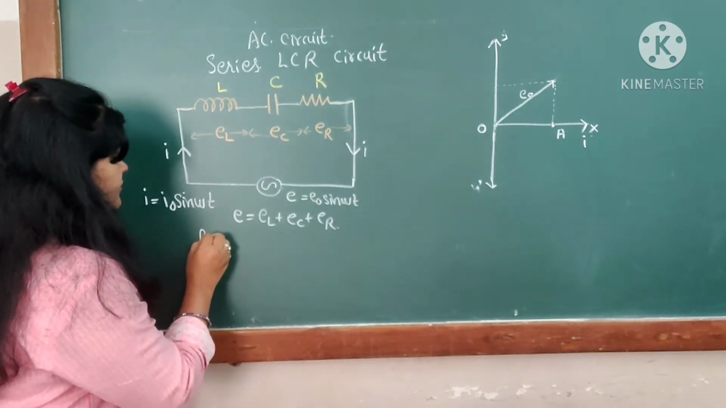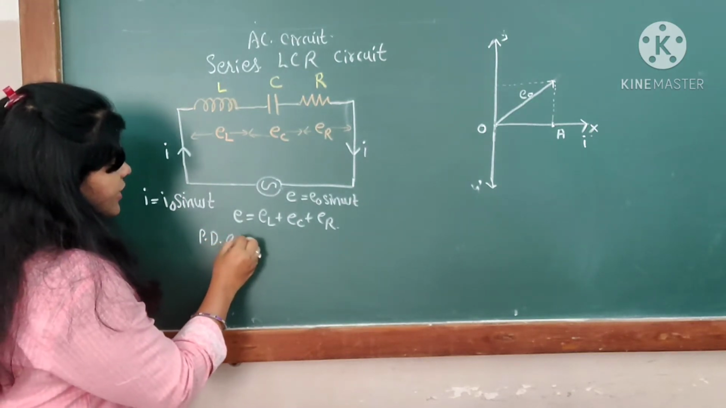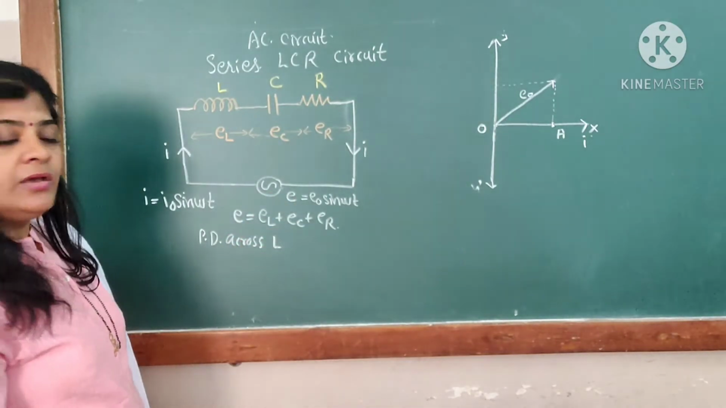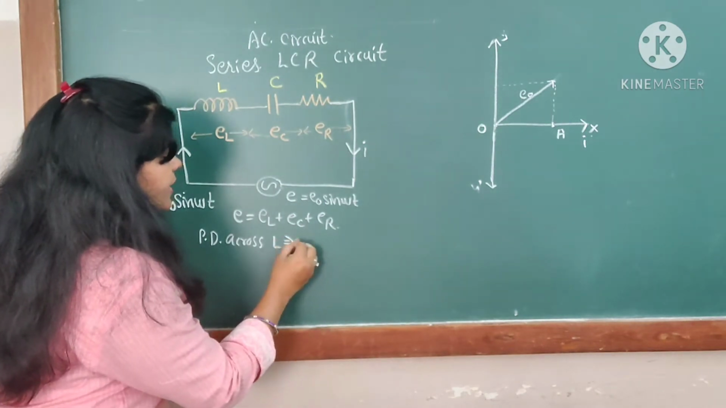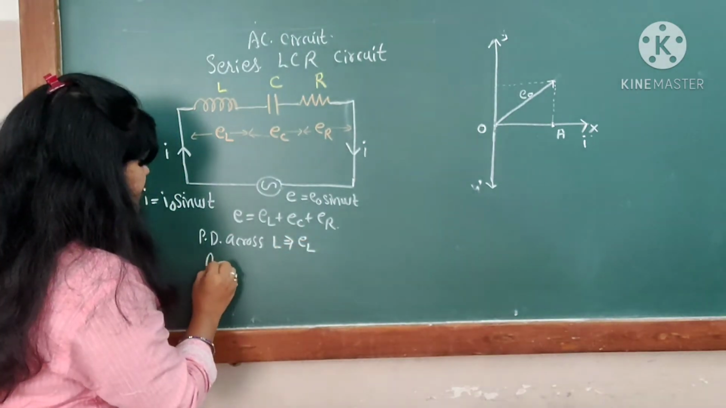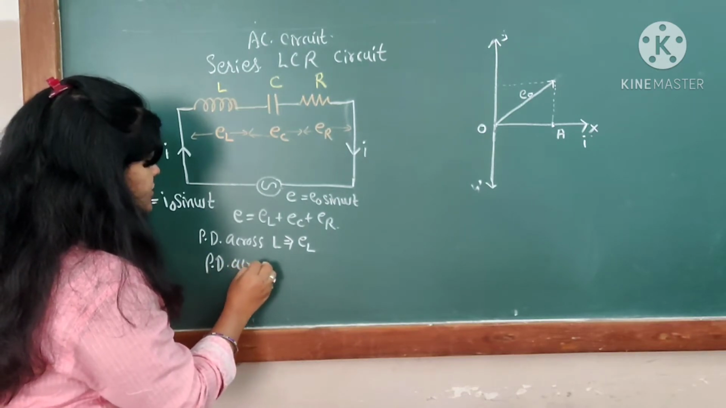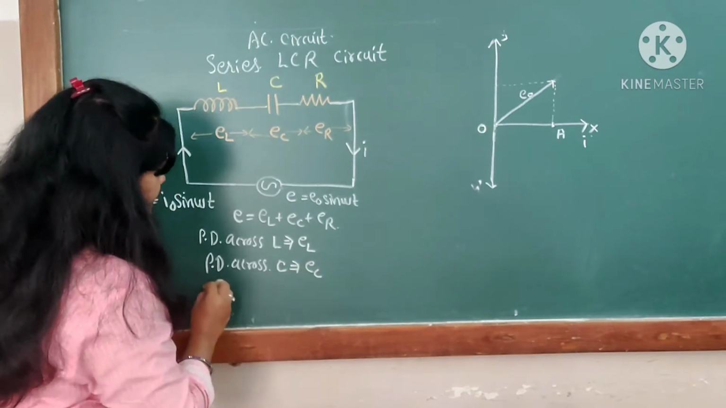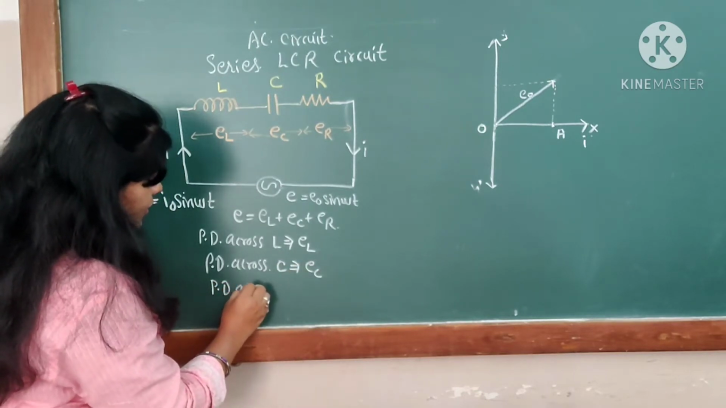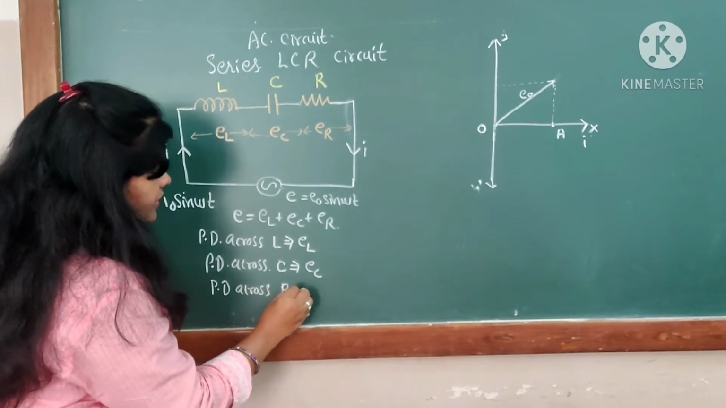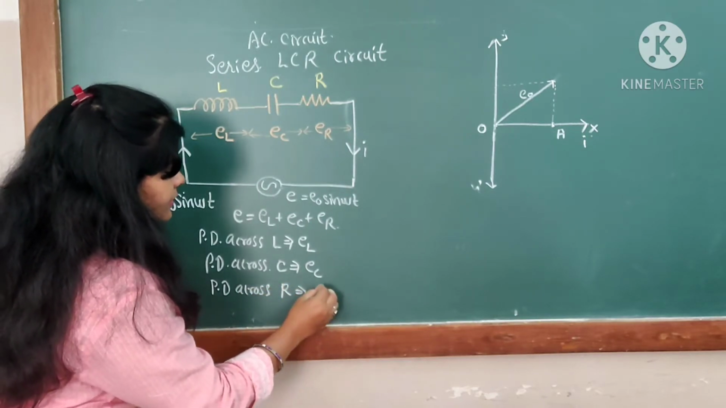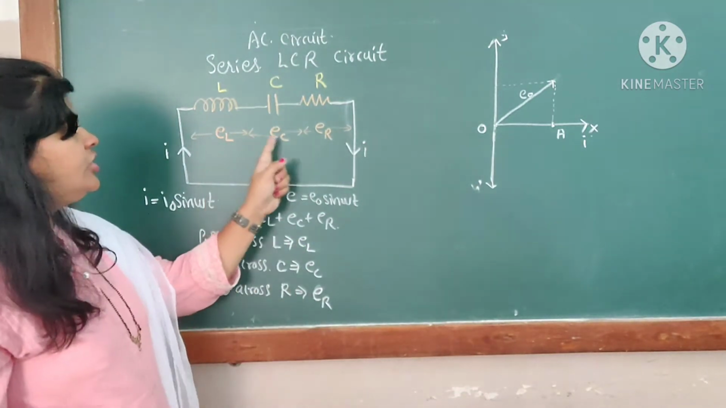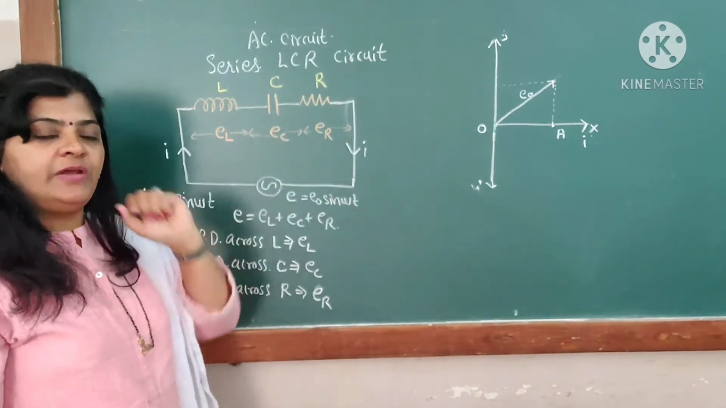Next we will write the potential differences. The potential difference across the L is denoted by EL, the potential difference across the capacitor is denoted by EC, and the potential difference across R is denoted by ER. EL, EC and ER are the potential drops across the L, C and R respectively.